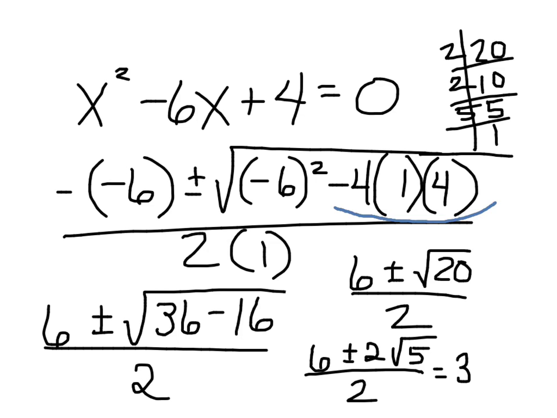3. What's 2 divided by 2? 1. Do I need to write a 1 there? No, but if I wanted to, could I? Yeah. Square root of 5 could not be touched. And on the bottom, what's 2 divided by 2? 1. Do I need to write a 1 on the bottom? No, but if I did, would it be wrong? No, you could do that if you want to. But that's my final answer.